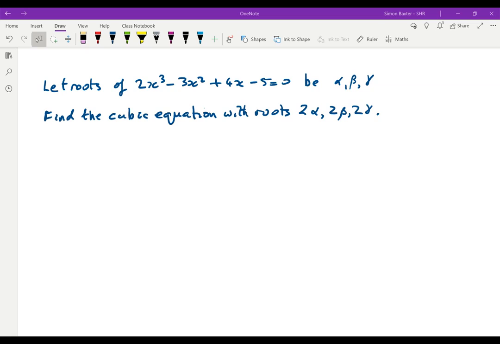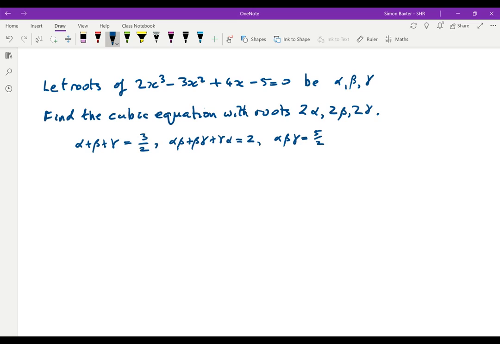Well, I'm going to start doing what you would have done last year. I'm trying to find that, so I need to find, first of all, the sum of the roots. So I've got that alpha plus beta plus gamma is equal to minus b over a. That's minus minus 3, that's 3 over a, which is 2. I get the product, taking 2 at a time, alpha beta plus beta gamma plus gamma alpha, is equal to c over a, which is 4 over 2, that's 2. And I get the product is equal to minus d over a, that's minus minus 5, that's 5 over 2.